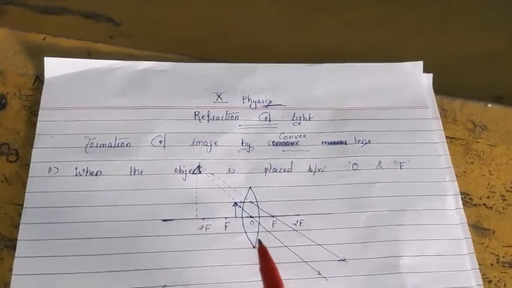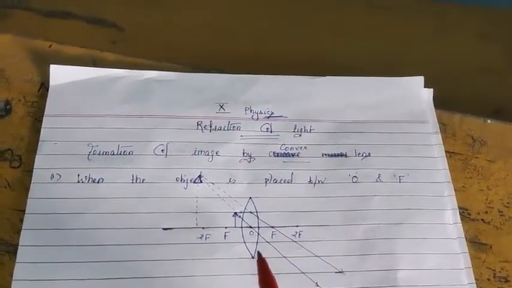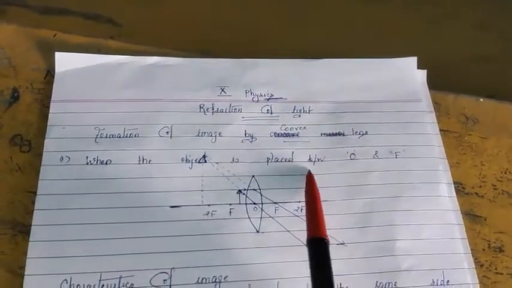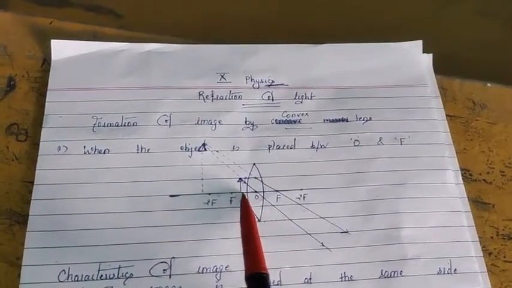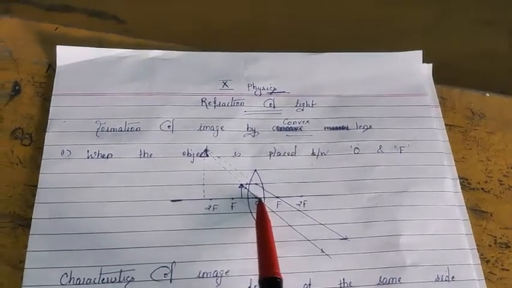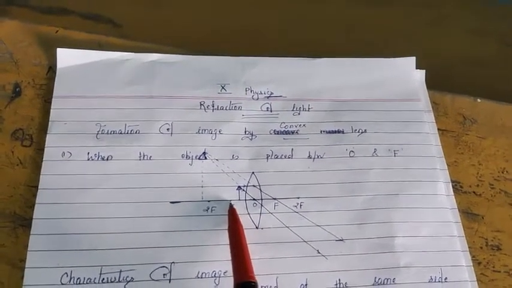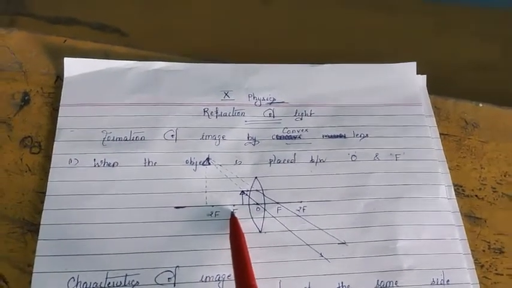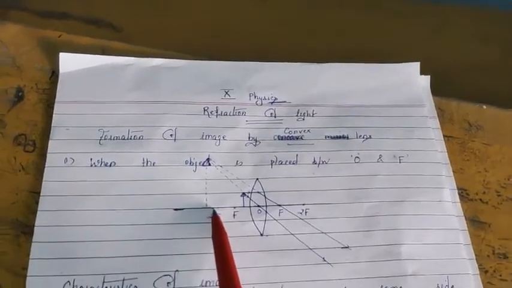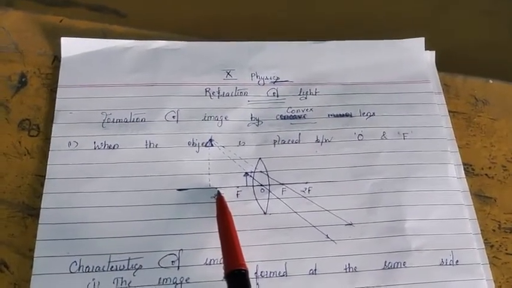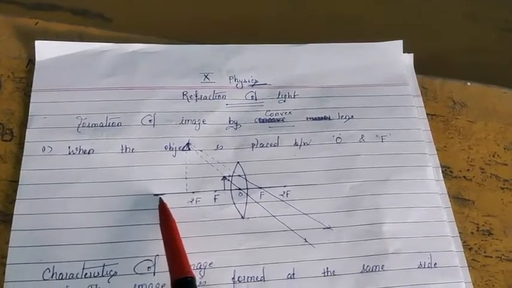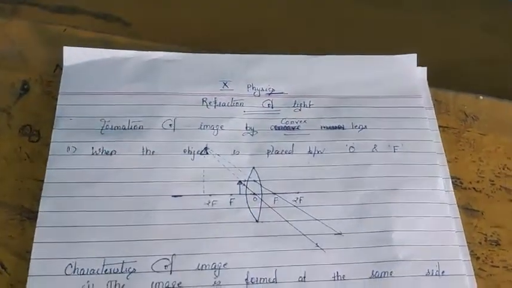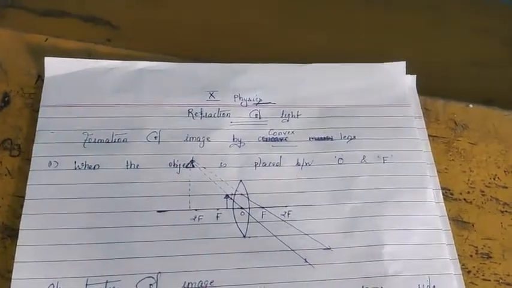In case of convex lens, there are total 6 positions where we can put the objects. The first case is the object is placed between optical center and focus, between O and F. In second case, we will put the object over focus. In third case, the object is placed between F and 2F. In fourth case, the object is placed at 2F. In fifth case, the object is placed beyond 2F. And in the last case, the object is placed at infinity. So there are total 6 positions where we can put objects in front of a convex lens.